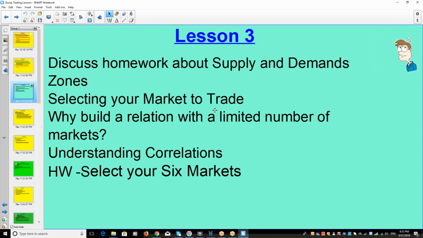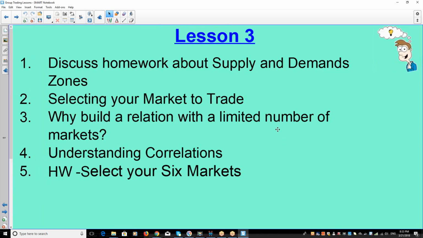Right. Now, today's lesson, we spoke about supply and demand zones. Now, today, what we're going to look at is how we go about selecting the markets that you're going to be trading, and why it's really important that we build a relationship with a limited number of markets, and also to understand the correlation. Okay.